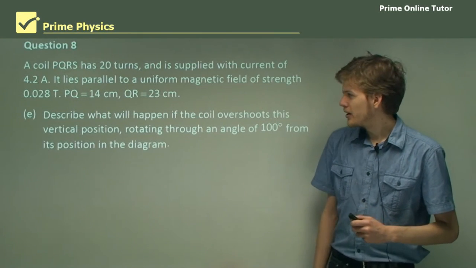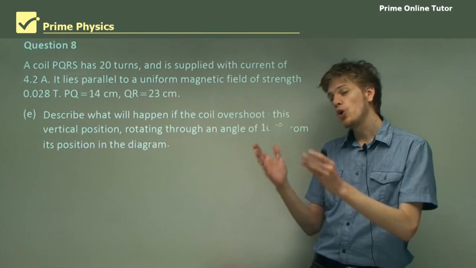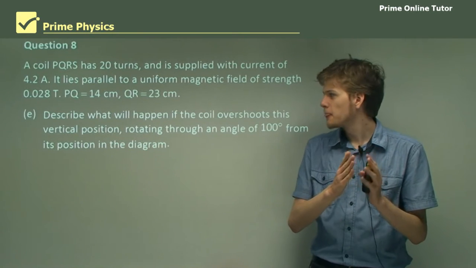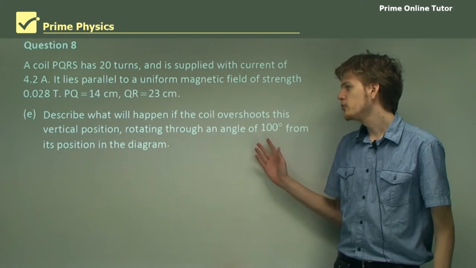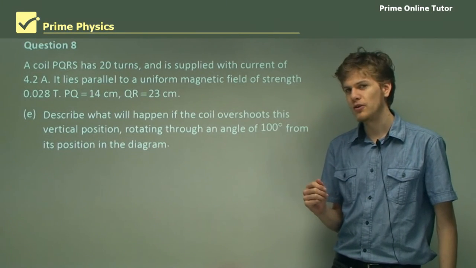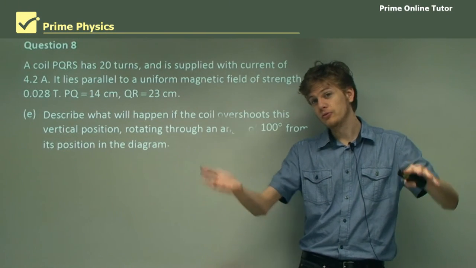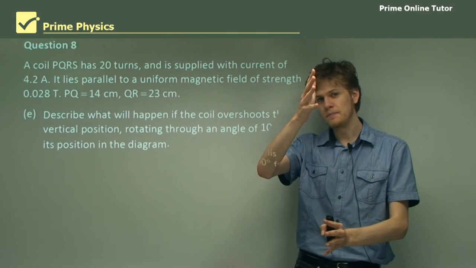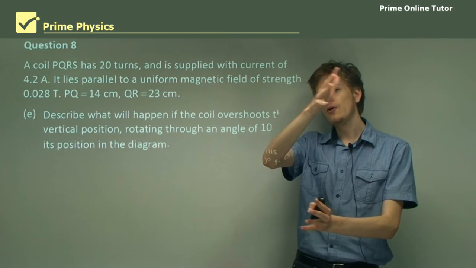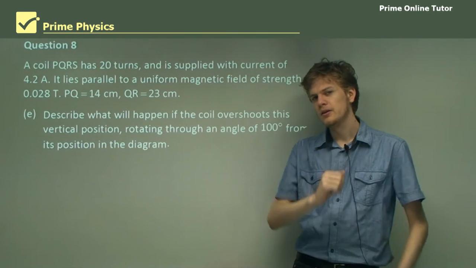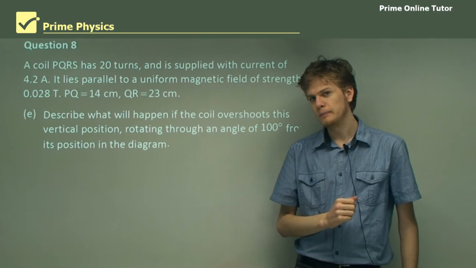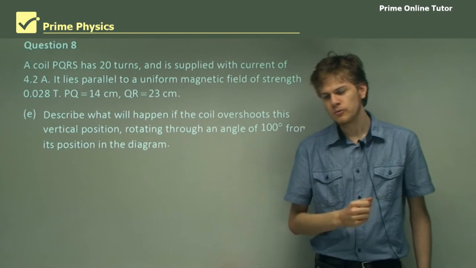E. Describe what will happen if the coil overshoots this vertical position, rotating through an angle of 100 degrees from its position in the diagram. So it started off flat, rotated up to 43 degrees, and then 90. Now it's gone a little bit further than 90. So how will the forces act on it? Well, let's give this a bit of thought.